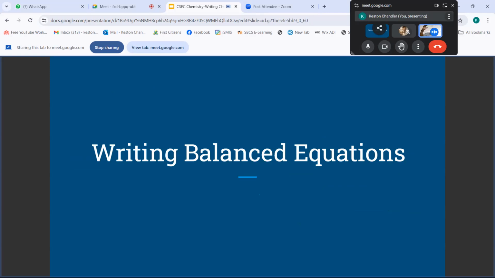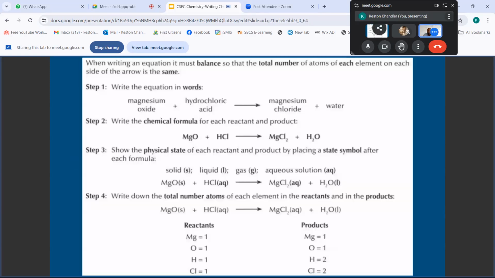Now, we want to look at writing balanced equations. There are a couple of steps that we usually take in order to write a balanced equation, right? So when we have to write an equation, it has to balance. What do I mean by the equation needing to balance, right? It means that the total number of atoms of each element on either side of the arrow has to be the same.